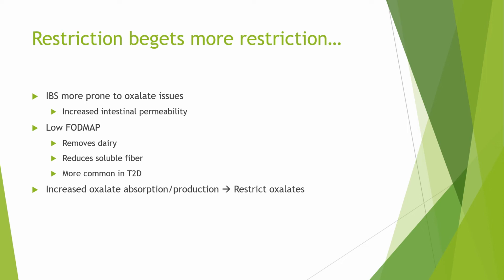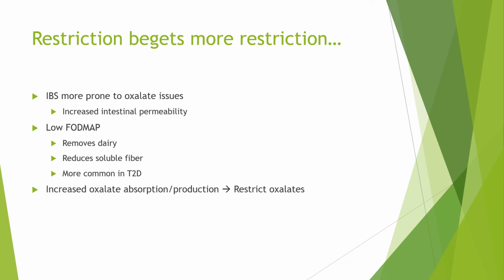But then they move into a low FODMAP diet. Low FODMAP diet reduces sources of fiber. It also, a lot of people will just remove dairy, whether they have a lactose intolerance or not, which is going to cause oxalate problems because it's going to reduce calcium intake. Soluble fiber is a problem because soluble fiber can bind with fat in the digestive tract. So removing all of the fiber in your diet makes more fat available to prevent the binding of calcium to oxalate. And type 2 diabetes is more common in people with IBS.